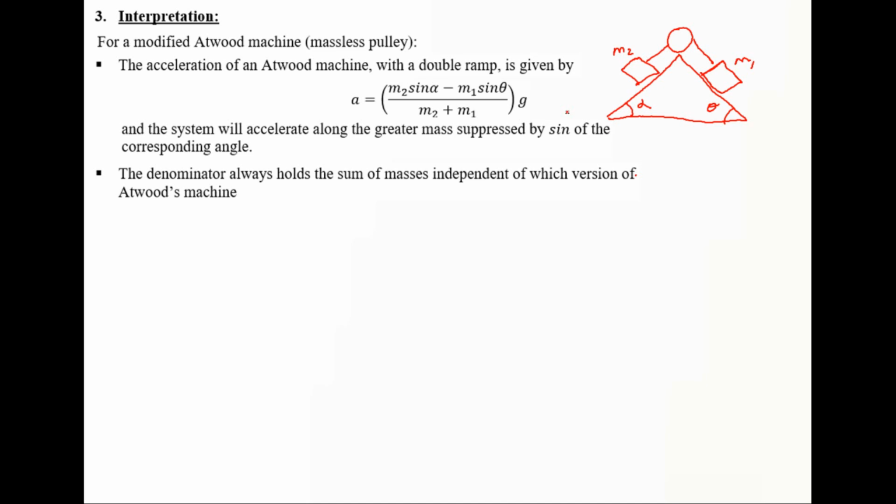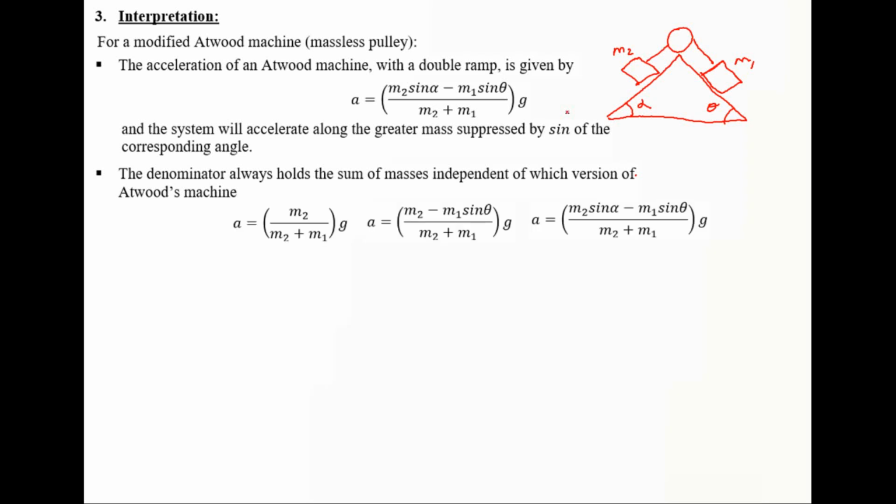The system will accelerate along the greater mass suppressed by the sine of the corresponding angle. The denominator always and forever holds the sum of masses, independent of which version of Atwood's machine. So if you consider all three configurations, whether level surface, ramp, or a double ramp, the denominator would be the total inertial mass.